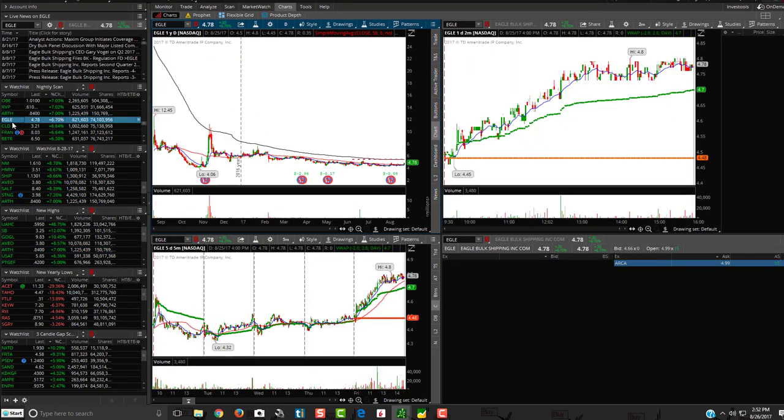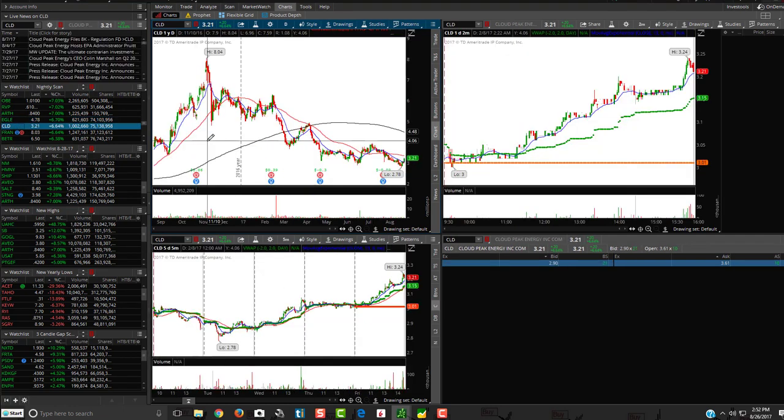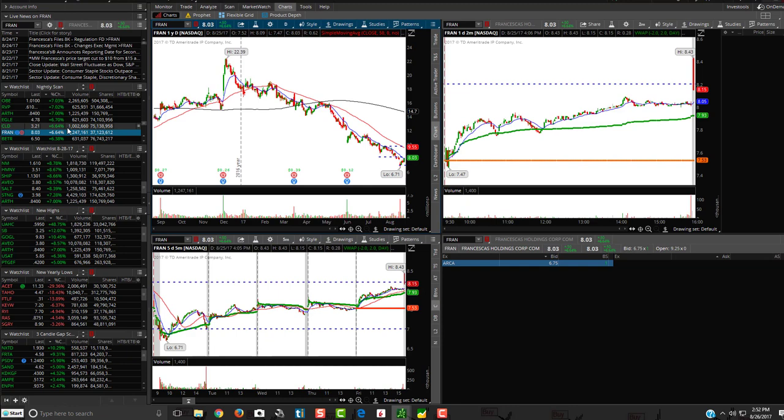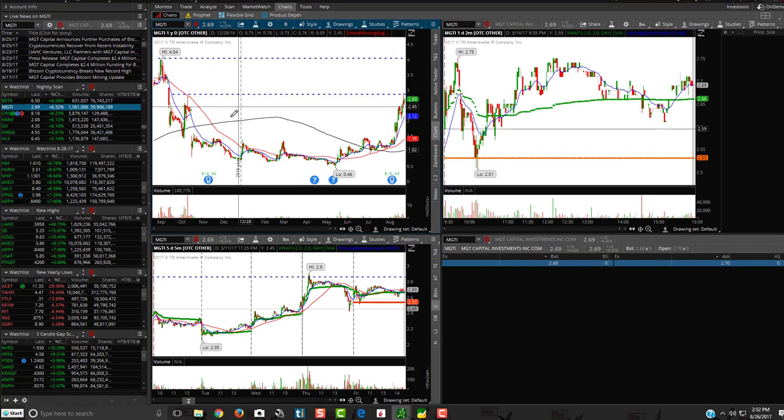EGLE. It's got a break 483. Don't like it. CLD, no. FRAN, no. BETR, no. MGTI. There was lots of potential plays here.